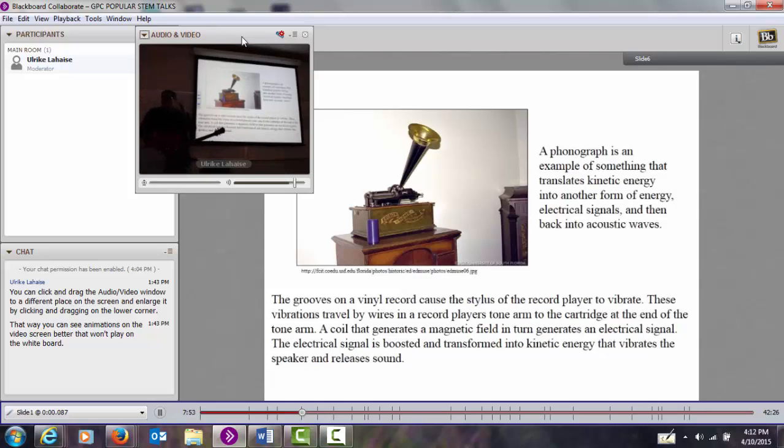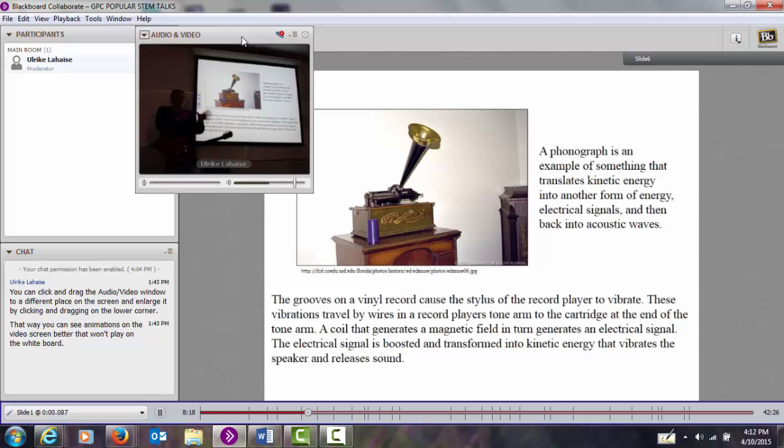Okay. A photograph is an example of something that translates kinetic or kinematic energy in certain cases. I won't get into what the difference is right now. But it translates that energy into sound. The little record, the vinyl record. I don't know if any of you have ever used a vinyl record. They're really cool. Who here has played vinyl records? Awesome. Music fans. Good.